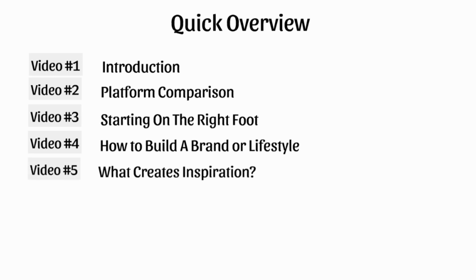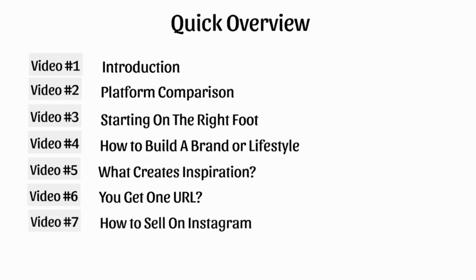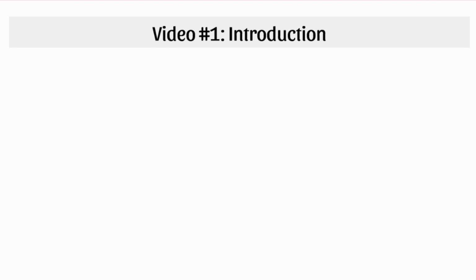Video number 5 is what creates inspiration. And it'll make more sense in just a minute. But video number 6, we're going to talk about you get one URL. With Instagram profiles, you can't really put the link in all of your posts like Facebook. It's just one URL. So how do you make money with that? We'll talk more about that in the later videos. Video number 7, we're going to talk about how to sell on Instagram. Video number 8, we're going to talk about sponsored posts and how you can make money with that as you grow, and how you can use that to actually build your Instagram profile literally overnight.